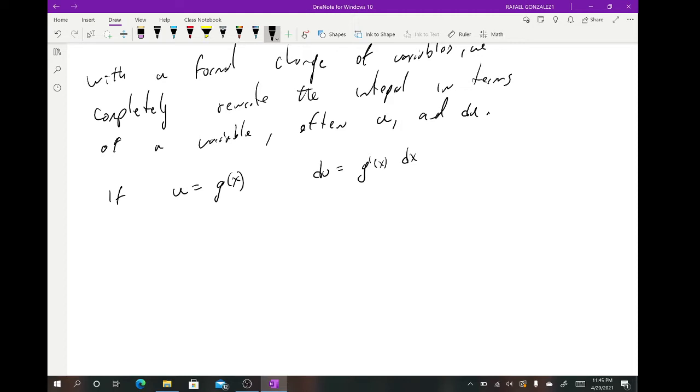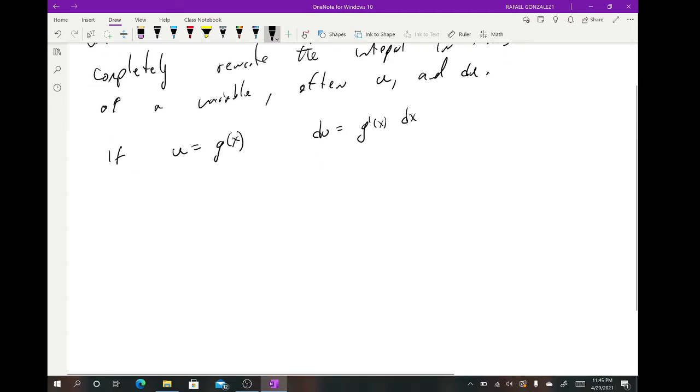Now, this becomes very useful. Sometimes I will just write u prime instead of du, but it's definitely useful to keep the du in there, because it reminds you of which variable you integrated with respect to.